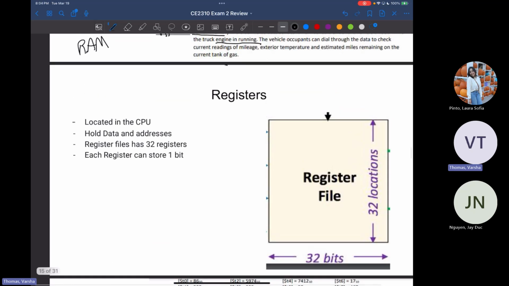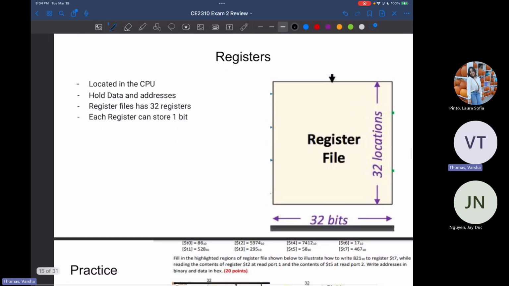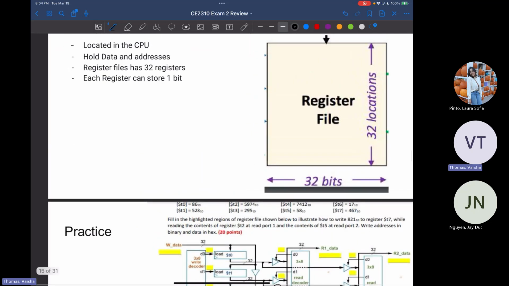Okay, so now we're moving on to the registers. I got a couple of notes for y'all. First, it's located in the CPU. It holds data and addresses. Register file has 32 registers, and each of the small registers can only hold 1 bit.